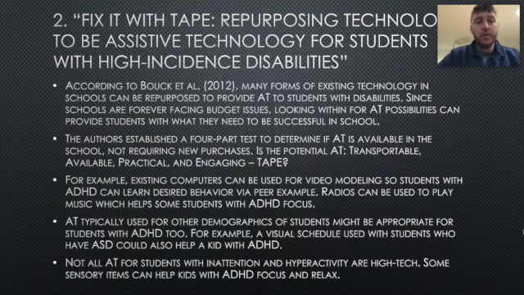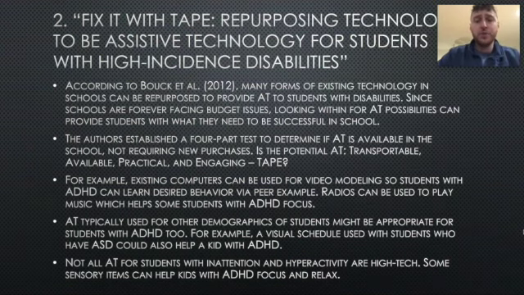The second article I reviewed by the same author and several of their colleagues in 2012 said that there are many forms of assistive technology schools use for students with disabilities. Since schools are forever facing budget issues, they can look from within, and they call this the TAPE method. So these authors established a 4-part test to determine if assistive technology is available in the school that doesn't require new purchases. So is existing technology transportable, available, practical, and engaging? TAPE.